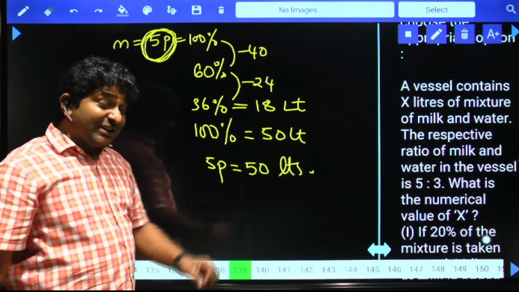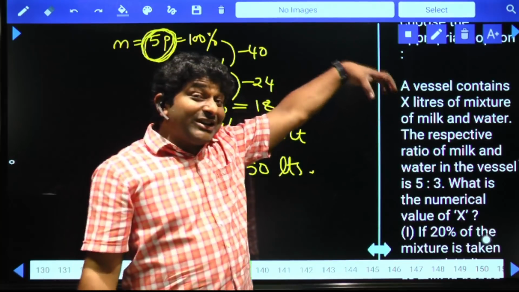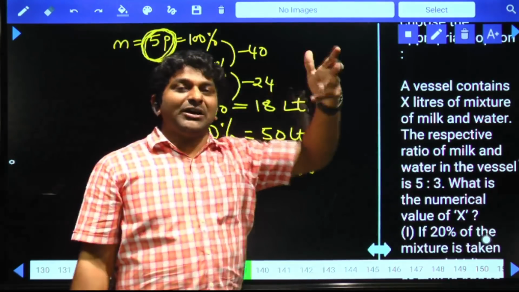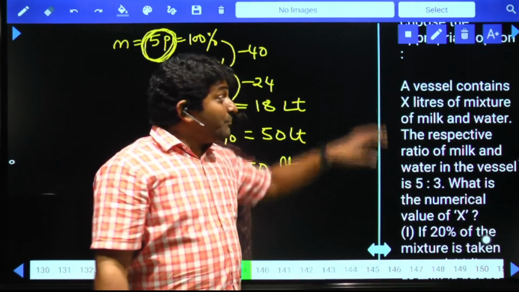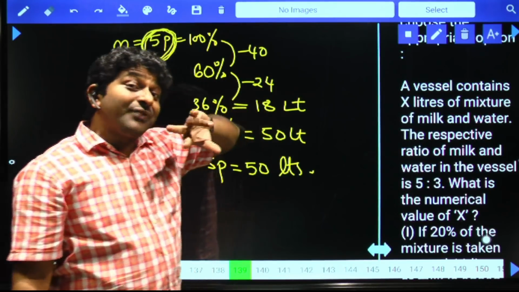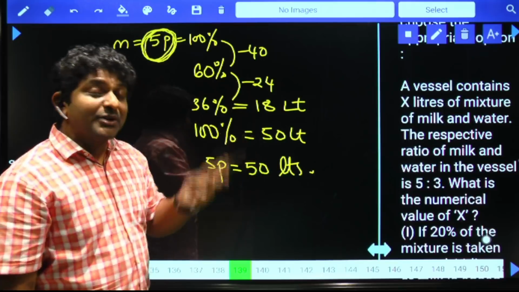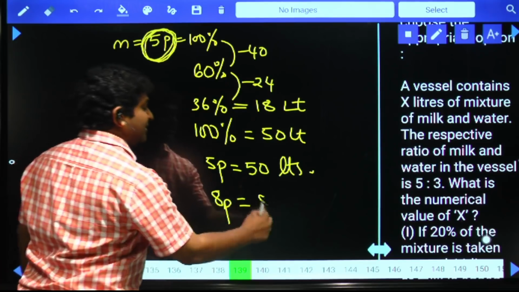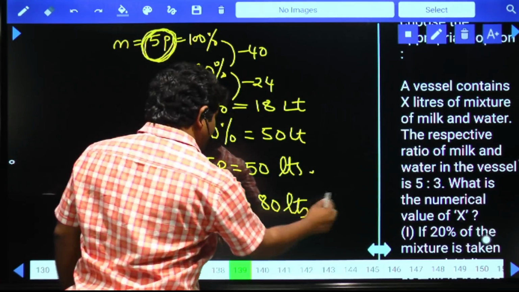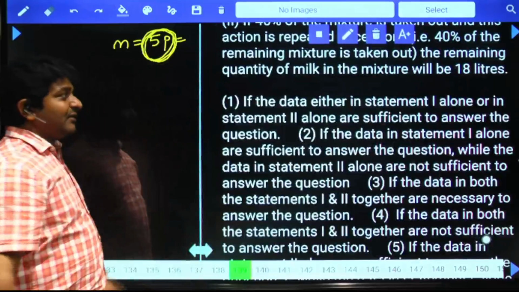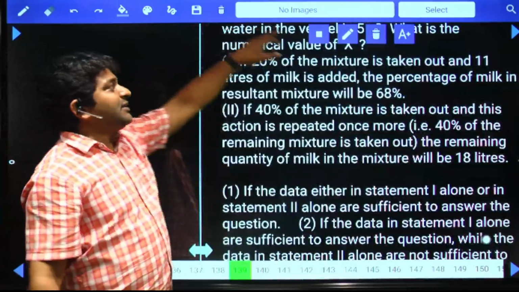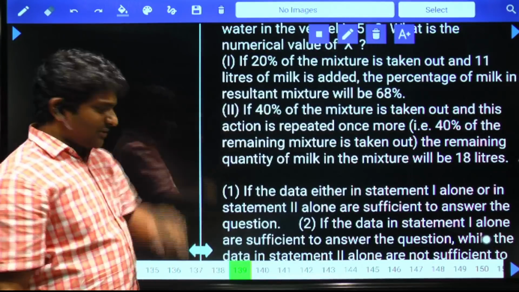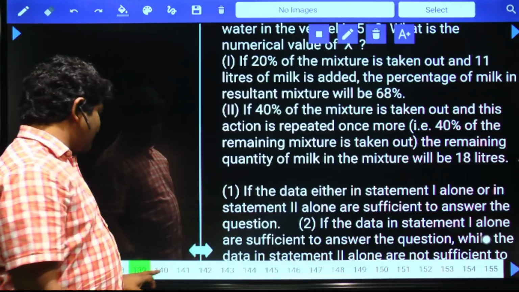But your question is the total initial container containing milk and water. Milk and water are in the ratio 5:3, 5 parts and then 3 parts, total 8 parts. Total quantity is equal to 8 parts, that is equal to 8 liters. So using 2 alone also we are able to get the answer. Hence the answer is 1 alone is sufficient or 2 alone also sufficient. Next.